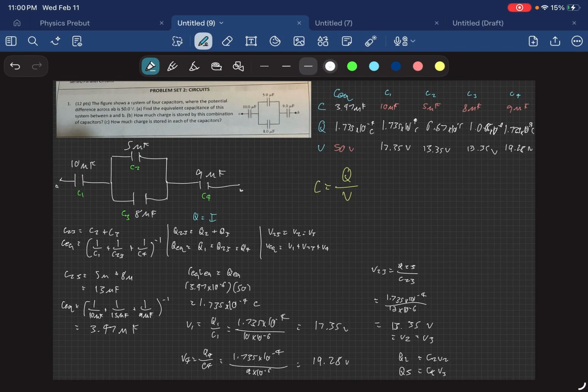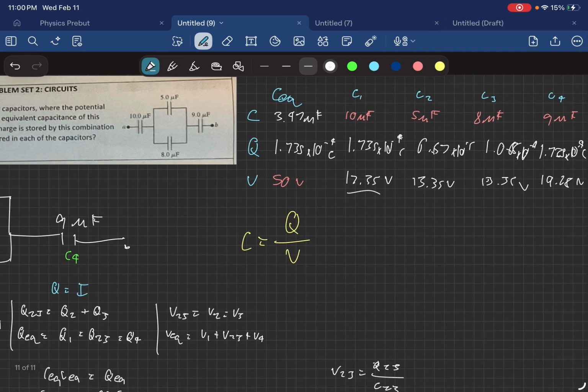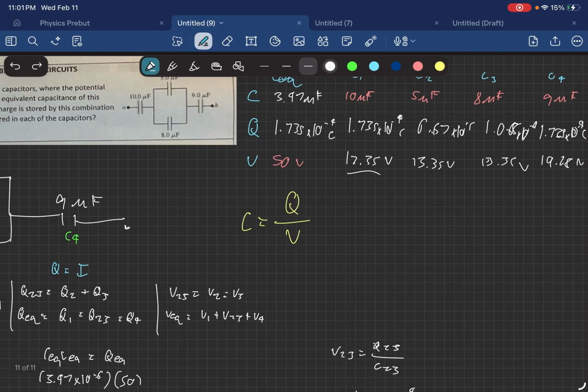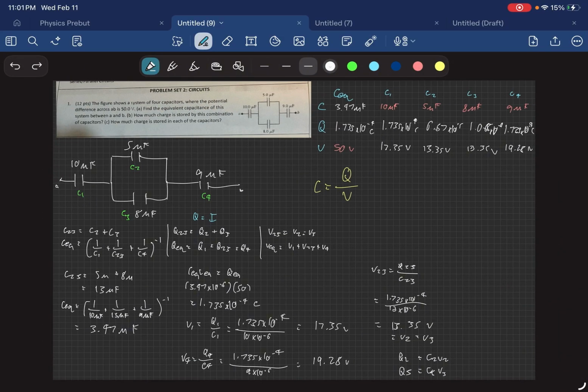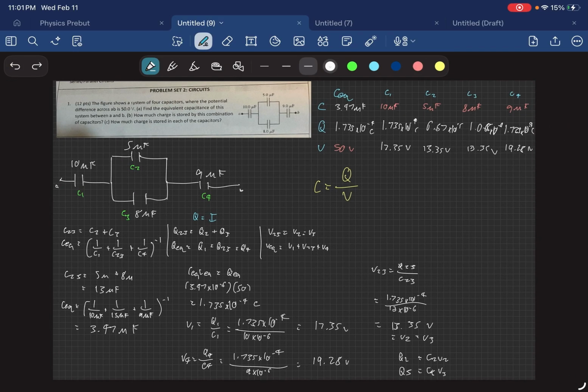Again, if you want to check your answers, add up all the voltages: V1, V2 or V3, and V4. So 17.35, 17 plus 13 is 30, plus 19 is 49. It's about 50. So that's how you do it. I mean, it's not foolproof, but yeah, there you have it. Thank you for listening.